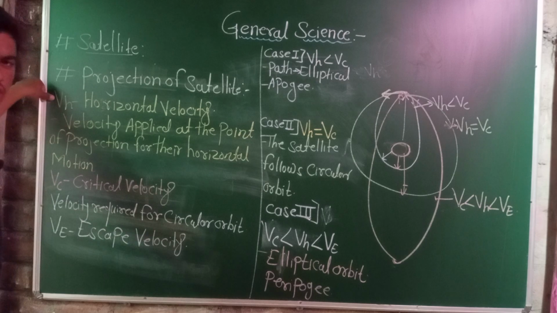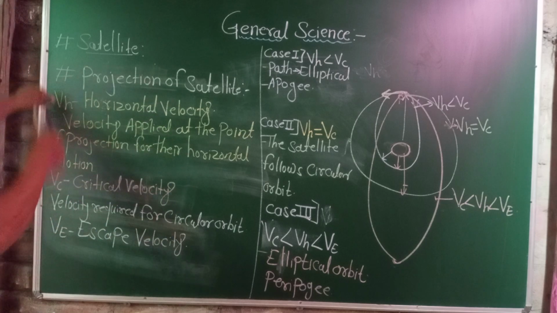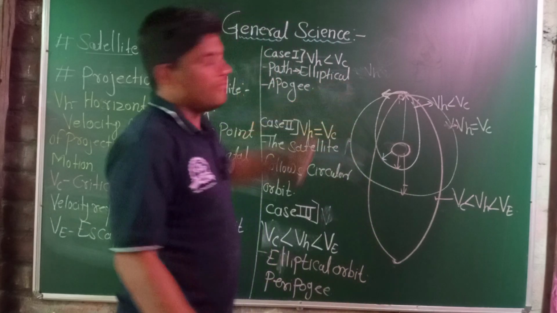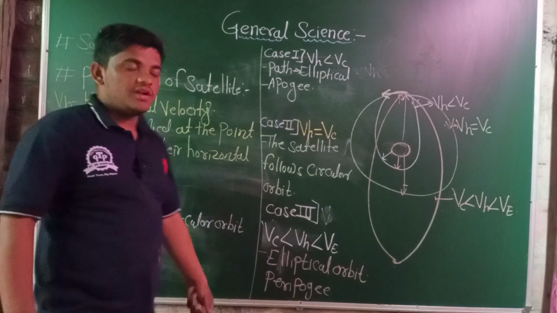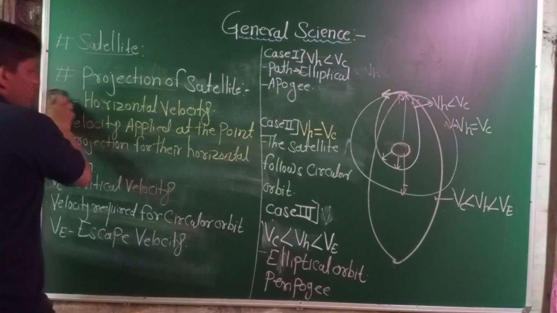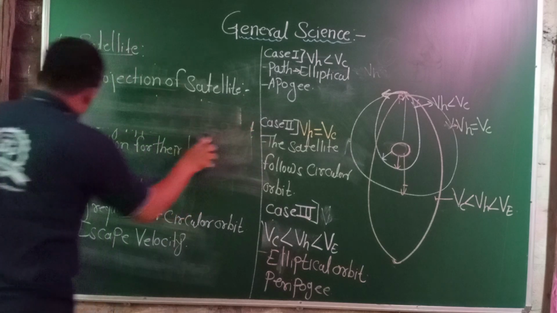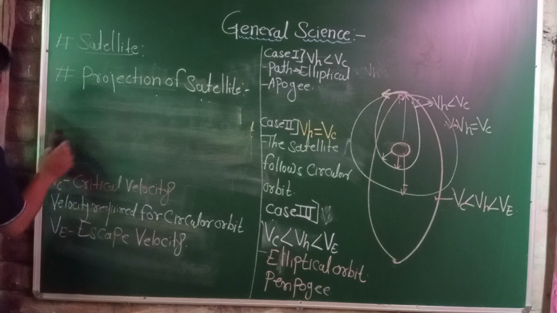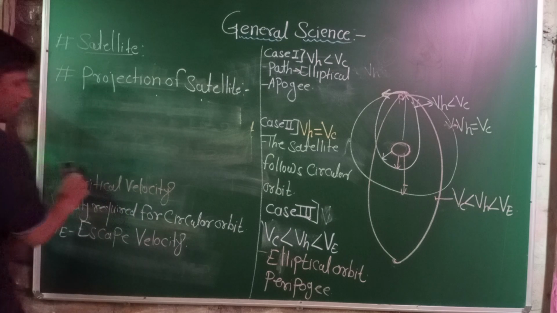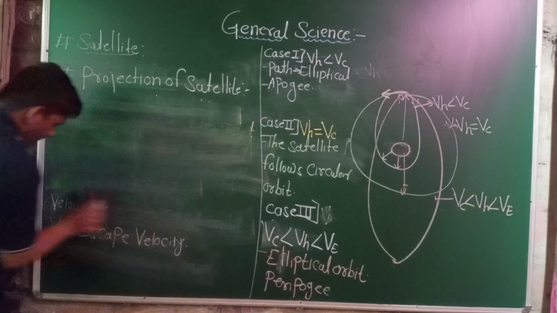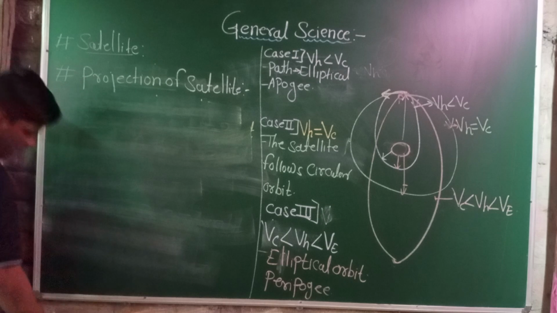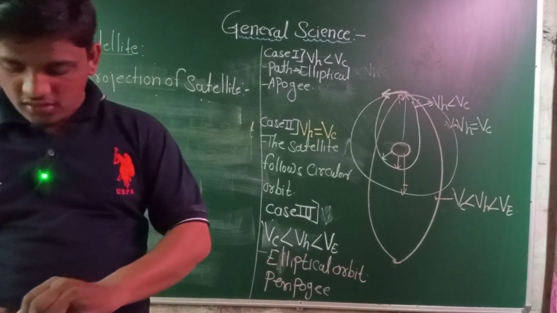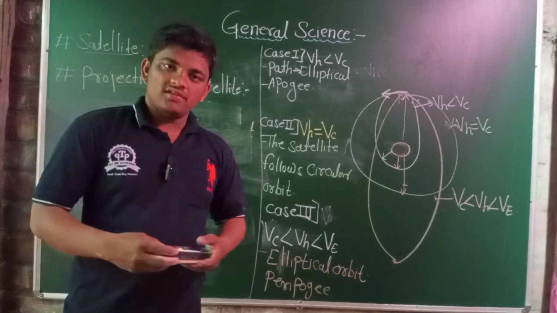The horizontal velocity is the velocity required for the motion of that particular object after the change of direction. Then what is the escape velocity? The velocity which is required for the object or satellite to escape the Earth's gravitational influence. Then lastly, the critical velocity is the velocity required for an object moving around the Earth along a circular orbit.